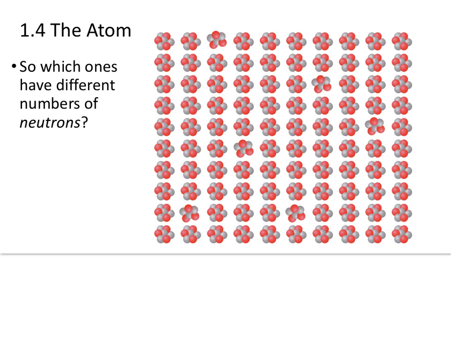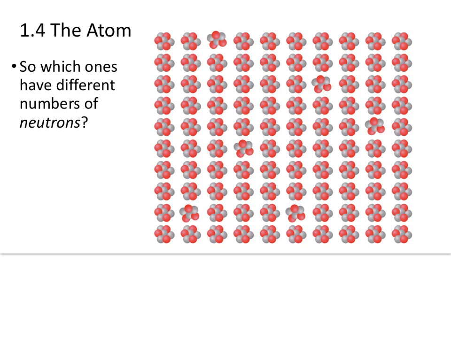Let's look at it this way. We have 100 atoms right here, or 100 nuclei of atoms. But there's actually 6 of them that have less than 7 particles. For example, this one right here, it's got 7, right? It's got 4 grays and 3 reds. But there's 6 in here that have only 3 grays and 3 reds, for a total of 6.